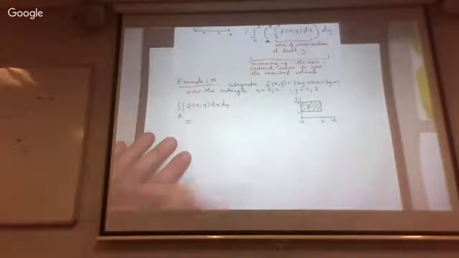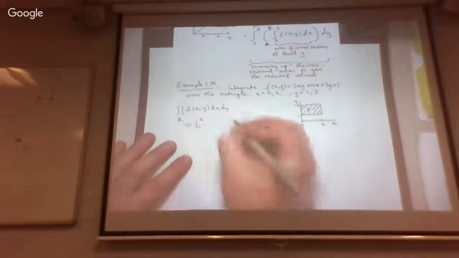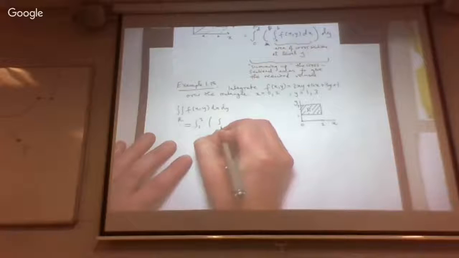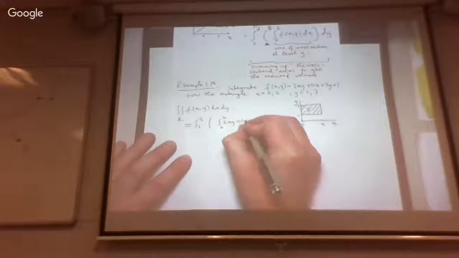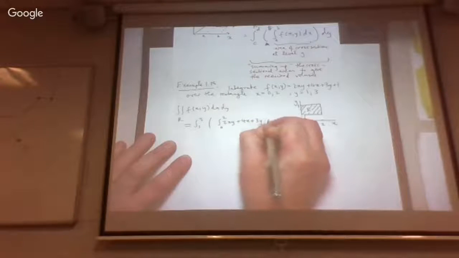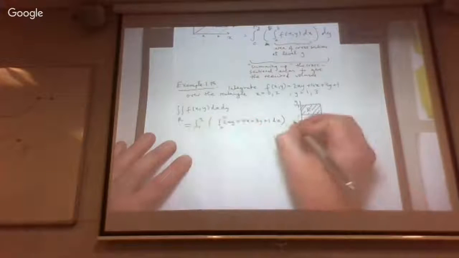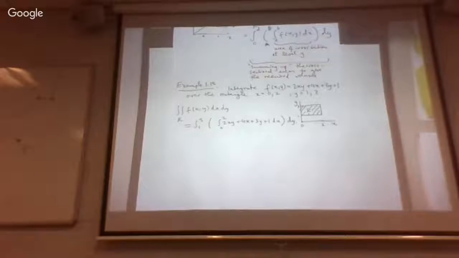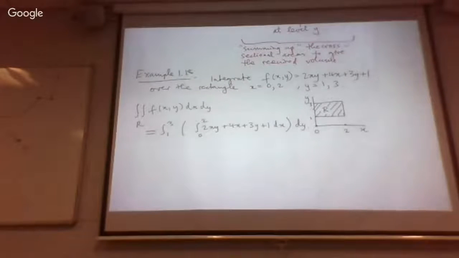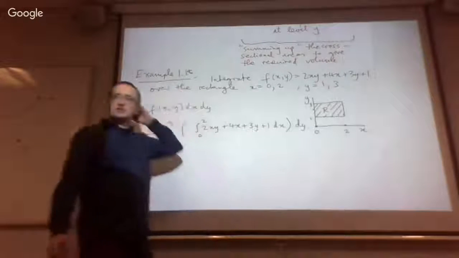And so using this idea that we just went through, this becomes the integral from 1 to 3 of the integral from 0 to 2 of f of x, y with respect to x. And that outer integral is with respect to y. Is that big enough for everybody to see? Okay. So now we perform these integrals. Inner integral first.